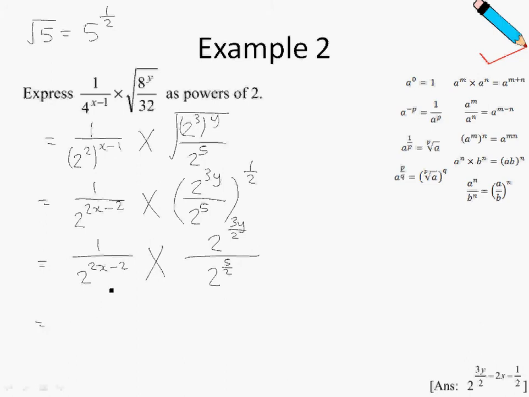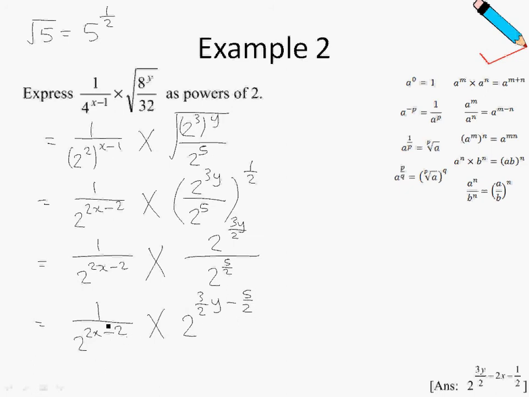Okay, and to combine all of these together in one go, take note that I have a common base, which is base 2, and when performing division with a common base, the powers will subtract, as you can see in this law over here. So at the same time, let me just leave this as it is, and this is just 3 over 2y minus 5 over 2.